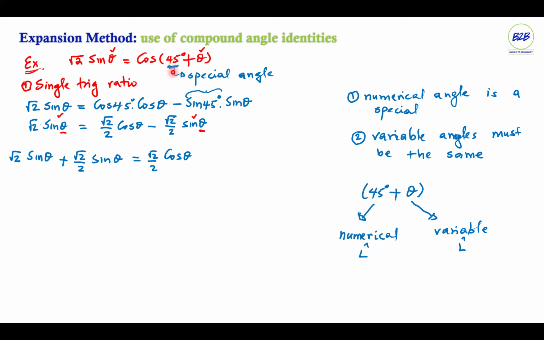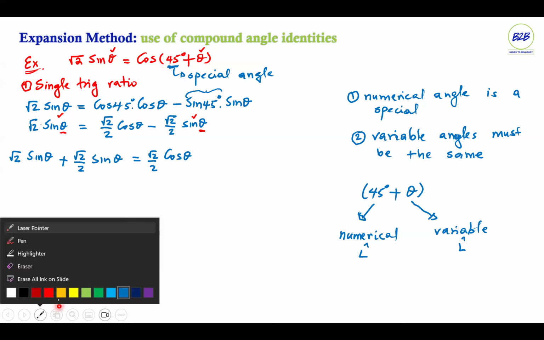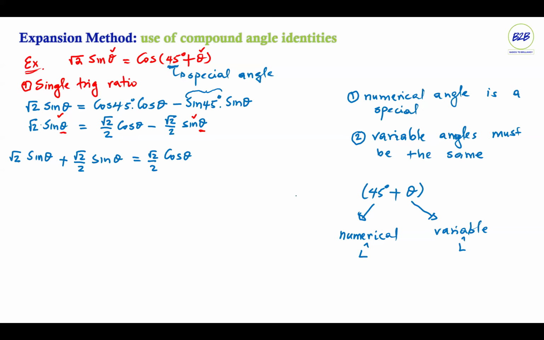So these variable angles are the same, and this numerical angle is a special angle. Then that validates that we can therefore apply this expansion method. If these variable angles are not the same, then it will be quite difficult to work around with the expansion method. If this numerical angle is not a special angle, then that leads to a bit of complication. All right. Now let us move along. I just wanted to highlight those two things. So these are things to note.